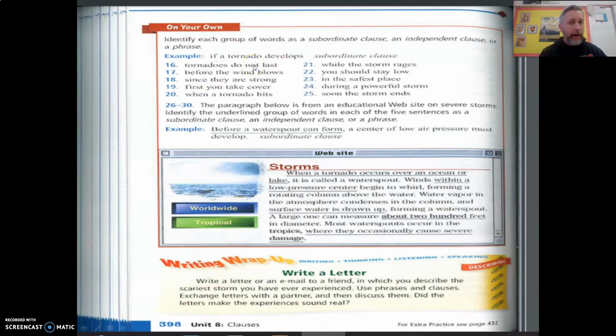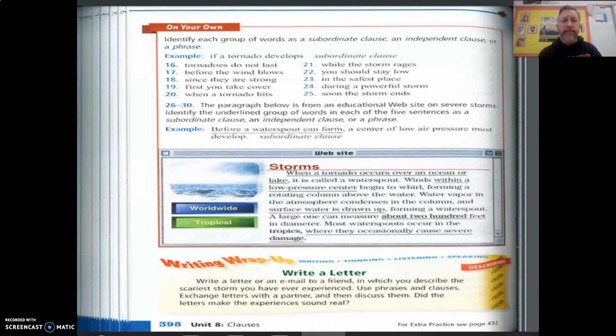Page 398 I'm on now. It says identify each group of words as a subordinate clause, an independent clause, or a phrase. I want you to pause the video now, work through 16 to 25 on your own, okay? And then I'll come back and I'll give you the answers.